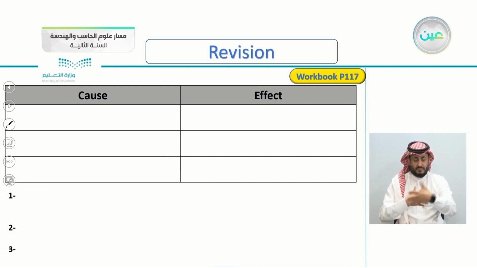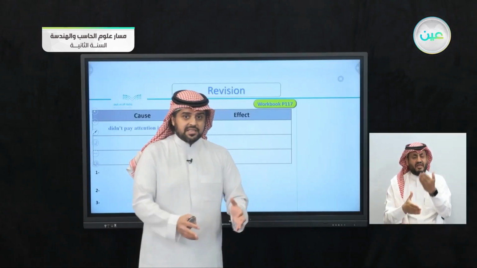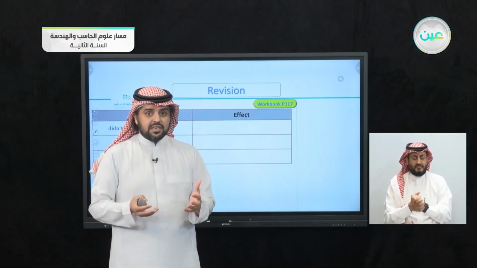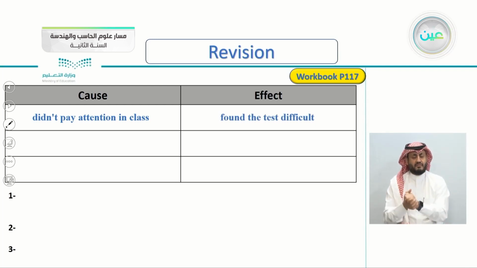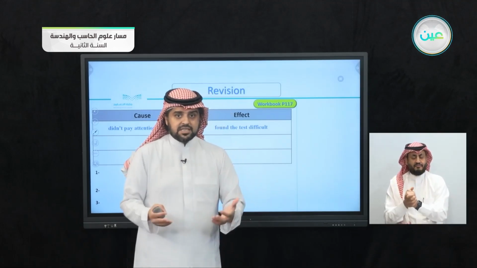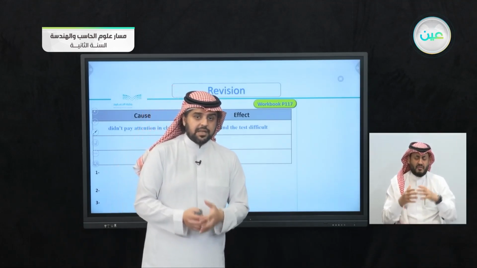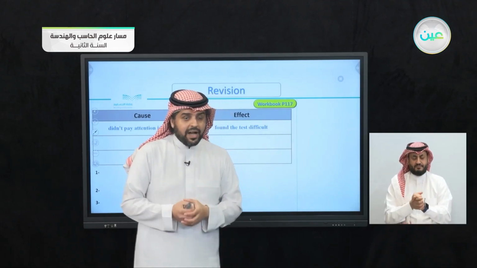So this is the cause and effect chart. Then we, of course, will be writing three sentences here. For example, the first one, the cause: didn't pay attention in class. That's why they're having a hard time in the test. This is the cause. The effect: they found the test difficult. So you can tell from the picture that maybe the student didn't pay attention in class, and that's why they found the test difficult.